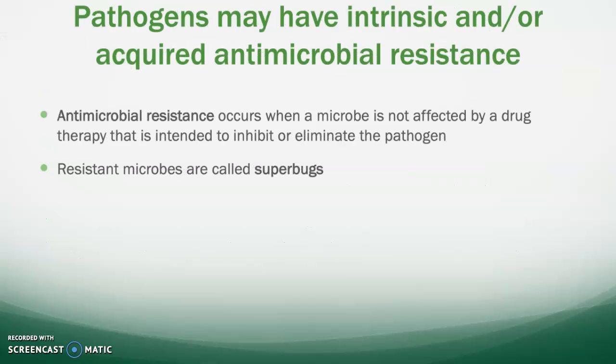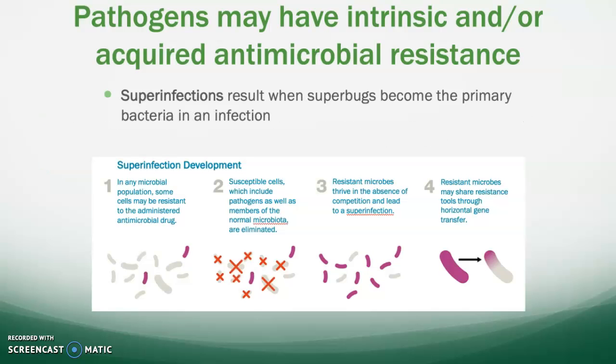So pathogens, and in this case we're really talking about bacteria, can have intrinsic and or acquired antimicrobial resistance. And antimicrobial resistance just means that a microbe is not affected by a drug therapy that is intended to inhibit or eliminate the pathogen. And resistant microbes are what we call superbugs. So when a pathogen has intrinsic and or acquired antimicrobial resistance to a particular drug, they can cause superinfections.